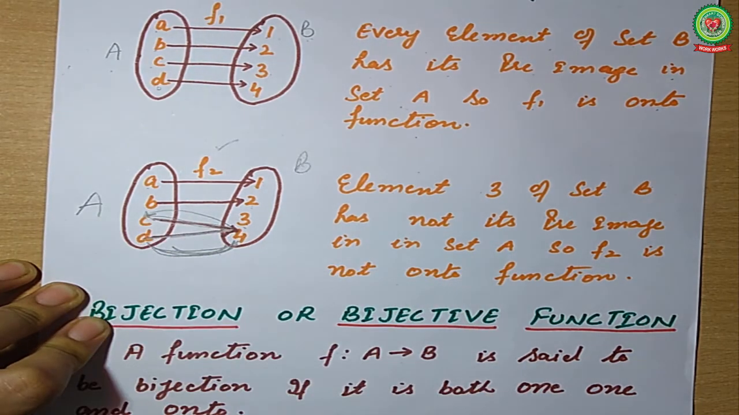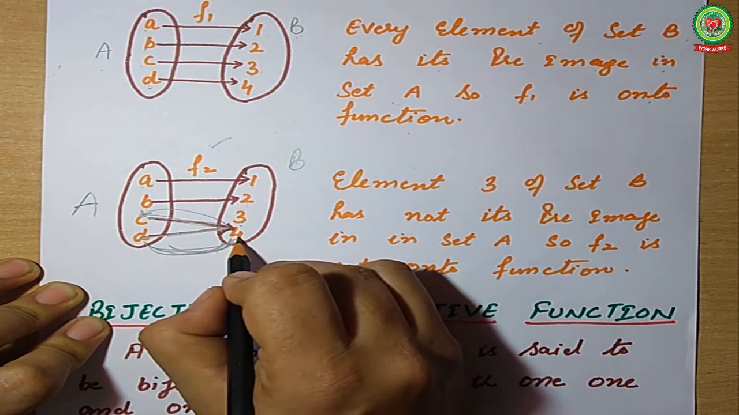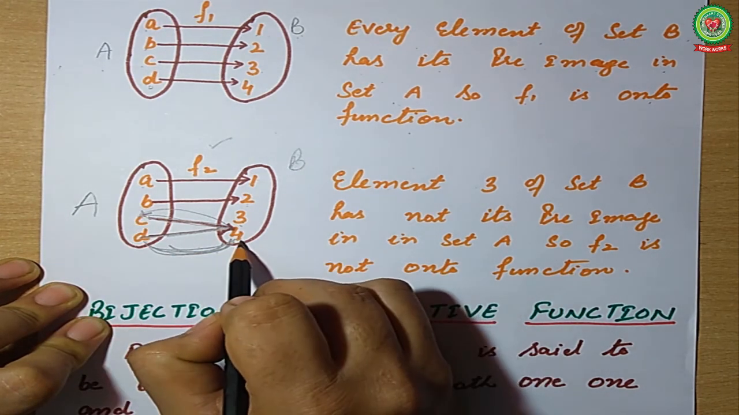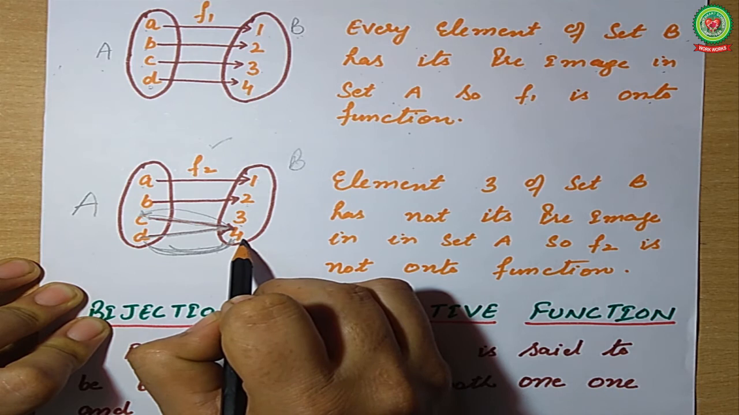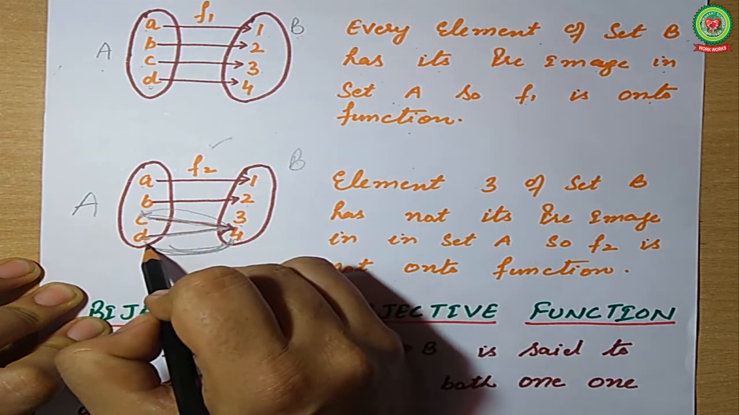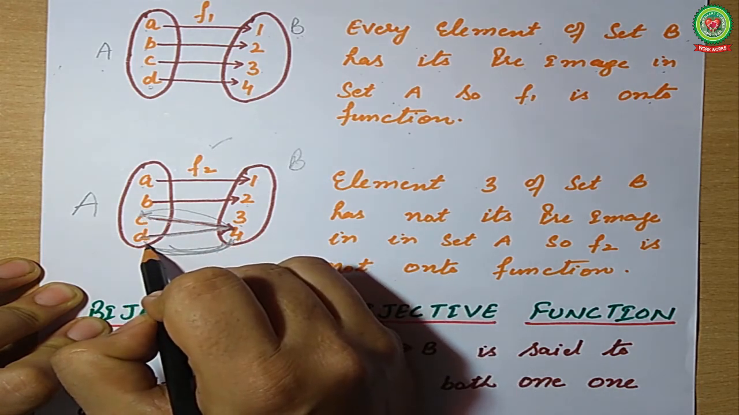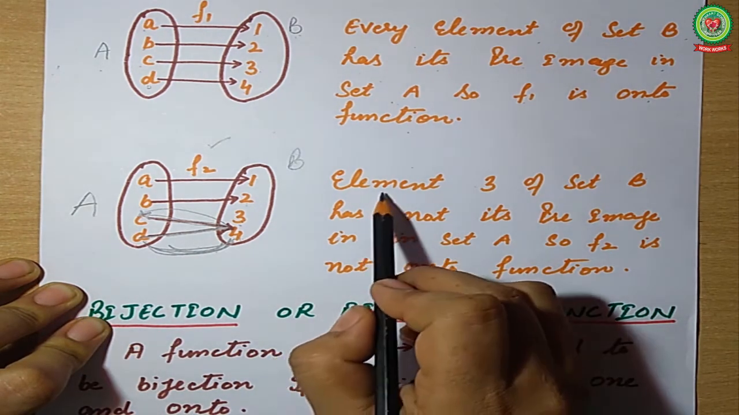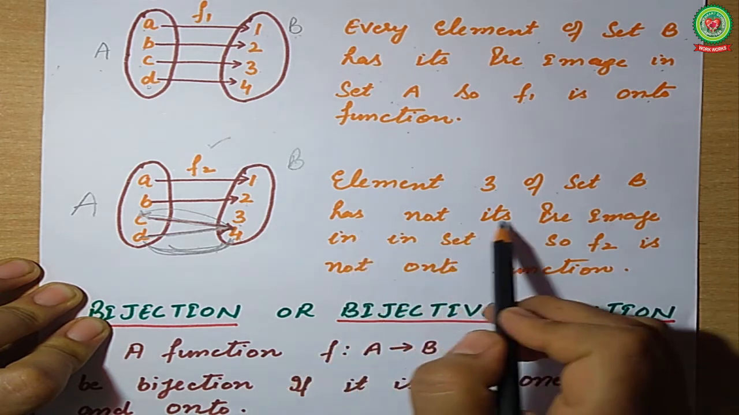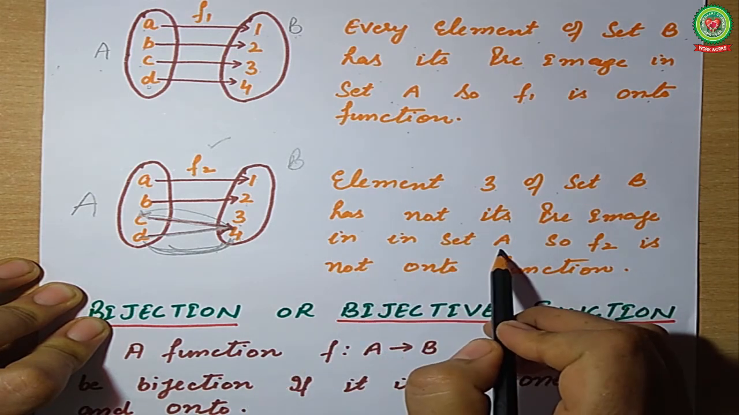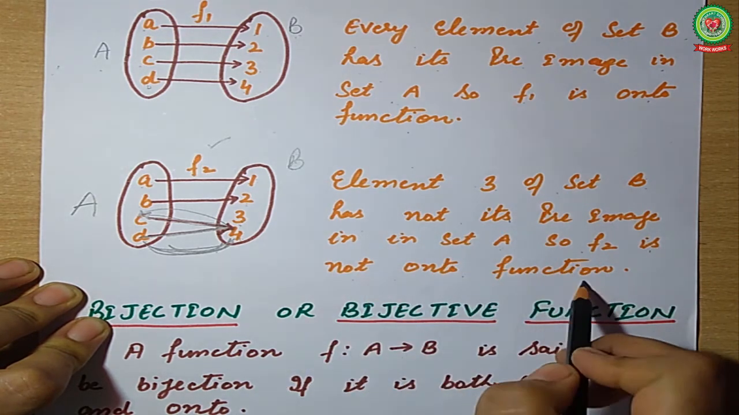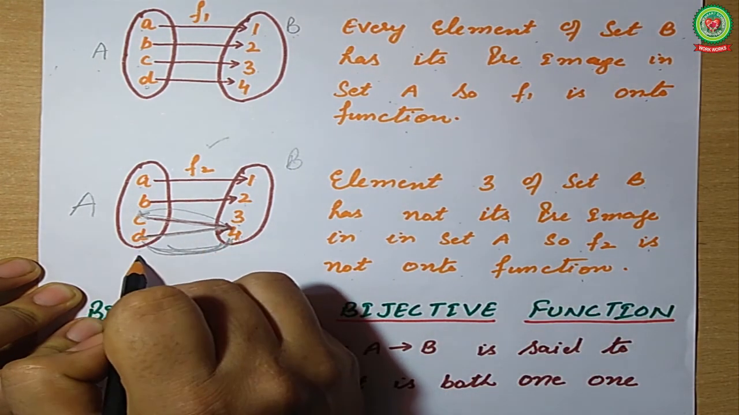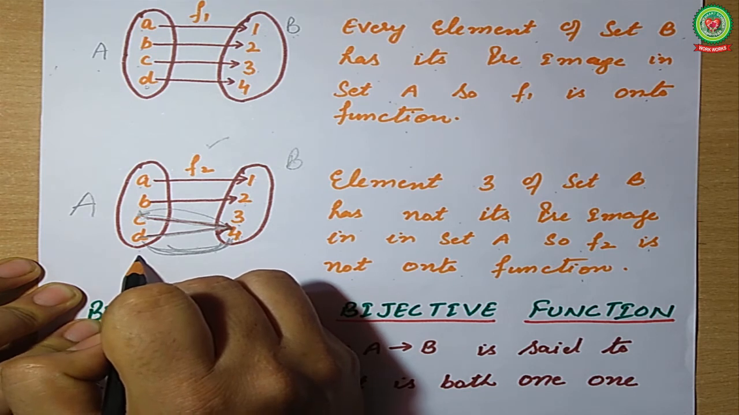Is it possible to have a single shadow of two persons, a single image in a mirror of two persons? Not possible, even for twins. So element 3 of set B does not have its pre-image in set A. So F2 is not an onto function. And 4 has two pre-images in set A.